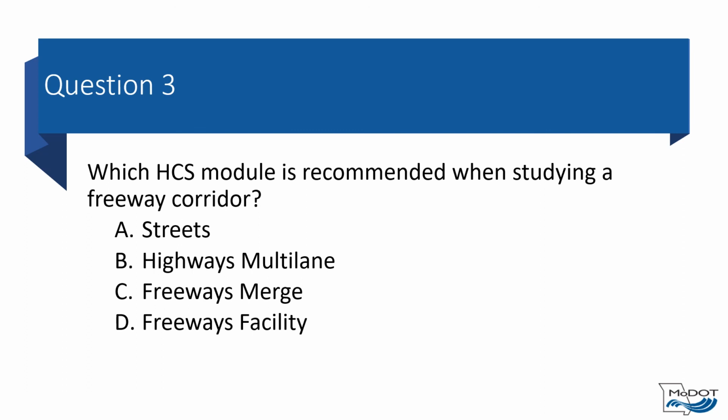Question 3. Which HCS module is recommended when studying a freeway corridor? A. Streets. B. Highways multi-lane. C. Freeways merge. Or D. Freeways facility. The correct answer is D. Freeways facility.